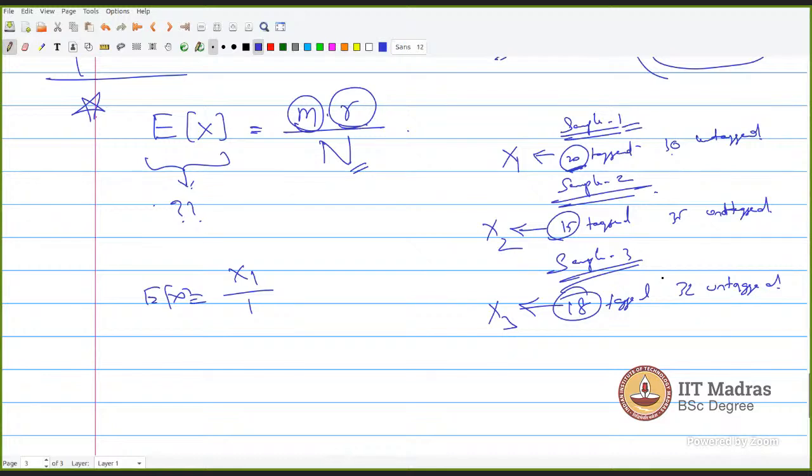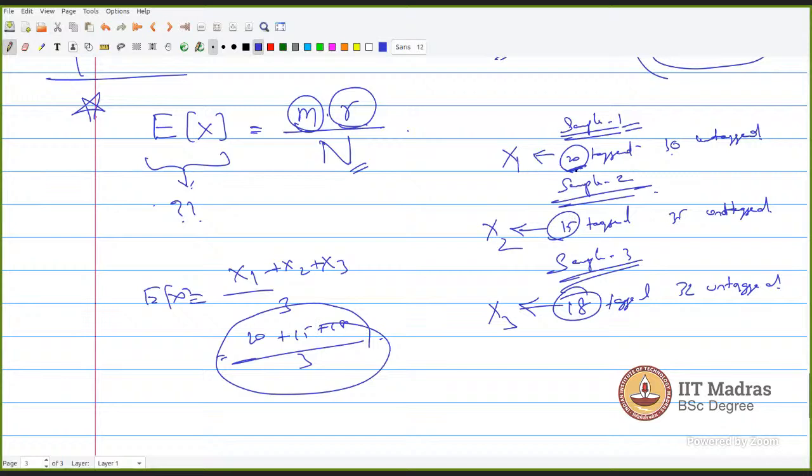If I had taken 3 samples like this, then it would be x1 plus x2 plus x3 by 3. So this will turn out to be 20 plus 15 plus 18 by 3. Firstly I observed 20, second I observed 15, and third I observed 18. So what is the expected number of tagged animals I see? It will be the sum of all three values divided by 3, which will be the sample mean. That is why the expected value of x will be 20 here.